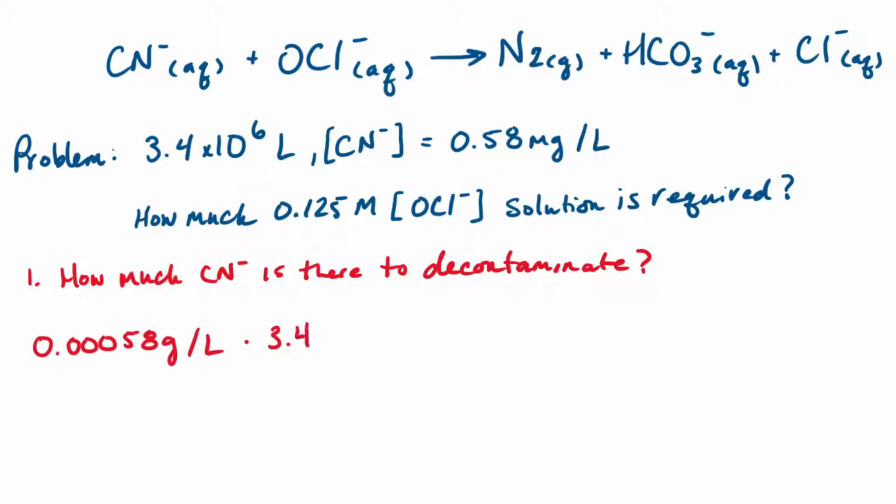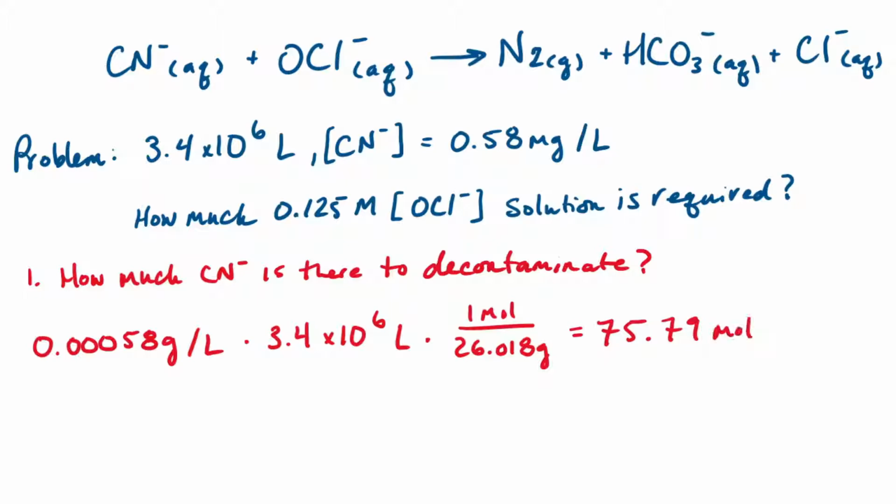We can find the moles of cyanide according to its molar mass: 0.58 milligrams per liter times 3.4 million liters times 1 mole per 26.018 grams tells us that there are 75.79 moles of cyanide in that amount of water.